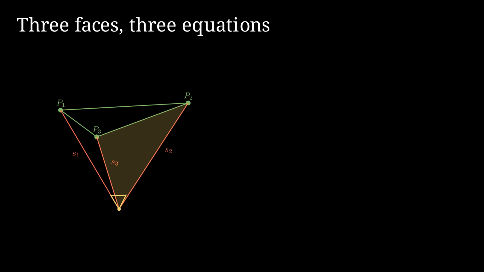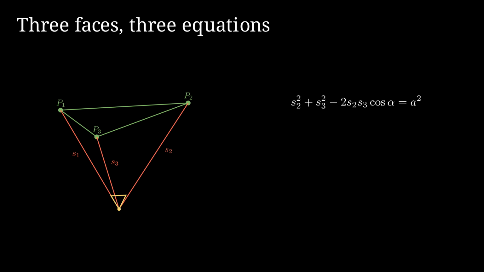Look at the face holding the camera and points 2 and 3. It's a triangle. 2 sides we don't know, S2 and S3, meeting at an angle we do know, alpha. And closed off by a side we know completely, A. Any triangle with 2 sides and the angle between them obeys the law of cosines, the Pythagorean theorem with a correction term for not being a right angle. So, S2 squared plus S3 squared minus 2 S2 S3 cosine alpha equals A squared.